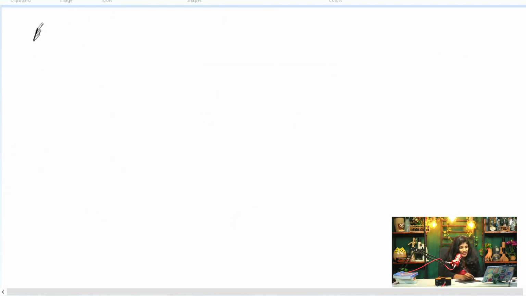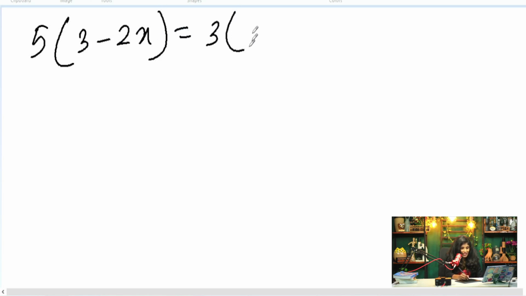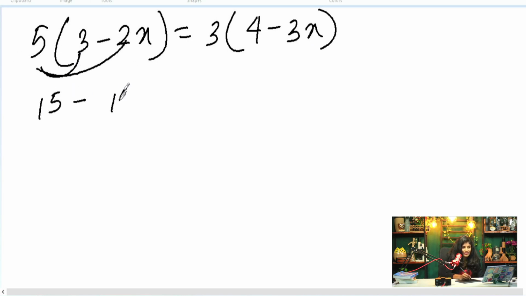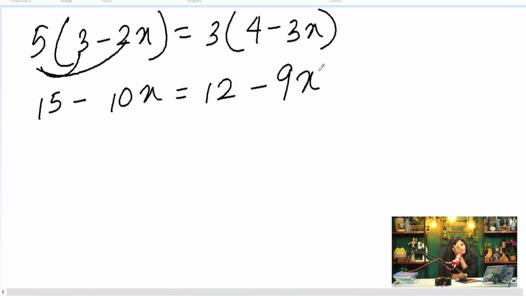So the next question: 5 times (3 minus 2x) equals 3 times (4 minus 3x). Okay, the same equation like the before one. 5 times 3, 15, minus 10x, equals 12 minus 9x. All the x on one side.